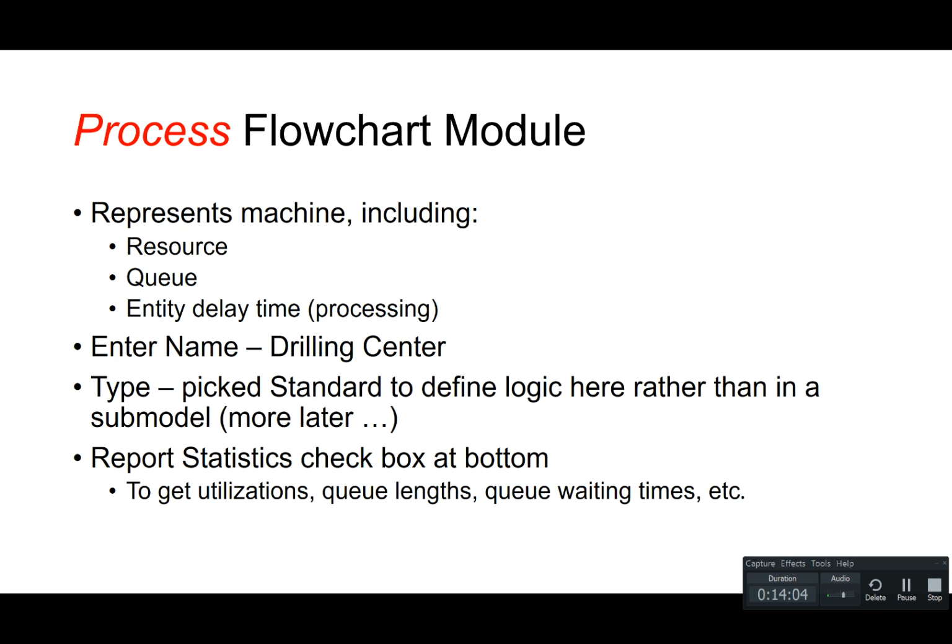The type will be picked as Standard to define logic here rather than a submodel. And then there is the report statistics checkbox at the bottom. The statistics checkbox will be used to get utilizations, queue lengths, queue waiting times, or whatever data that we choose to output.